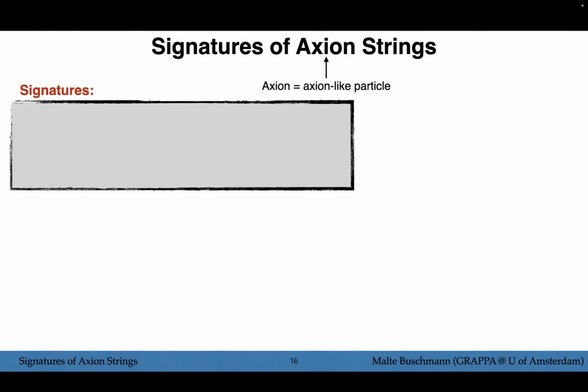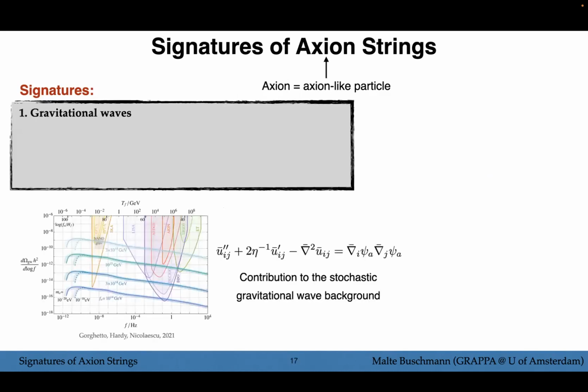So what are those signatures? There are generally three different types. One is, of course, gravitational waves. We have already heard a little bit about that too. They just contribute to the stochastic gravitational wave background, and work from Marco and Ed and Hiro and so on. That's a signature that could potentially be observed.